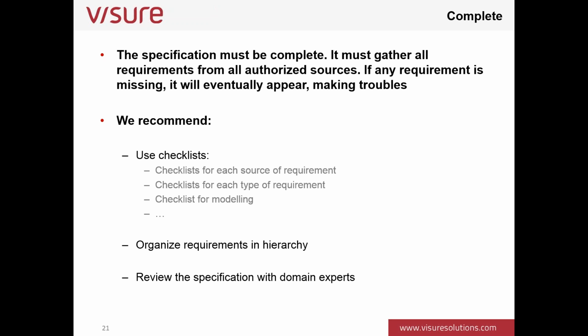Always organize, if possible, the requirements in a hierarchy. That's always super helpful for identifying missing pieces of information. And also review the specification with the domain expert, because those are the ones that are going to tell us, oh, you are missing something in here, or you are not putting in here some things. It's not always easy, but those are the best tips or the best advice that we can give.